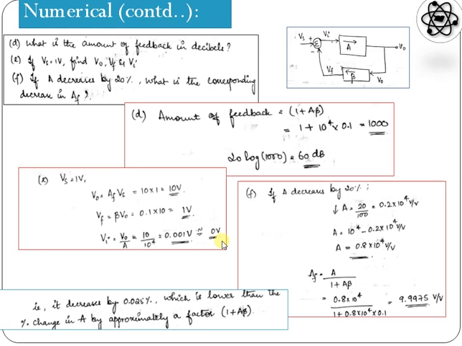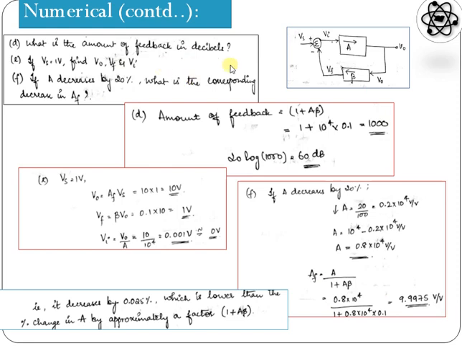Part F of the question says if A decreases by 20%, what is the corresponding decrease in the overall gain of the amplifier? So if A decreases by 20%, we are going to compute the 20% decrease, that is 0.2 into 10 to the power 4. We will subtract it from the original value. The original value of open loop gain was 10 to the power 4. So now the new value of open loop gain will be 0.8 into 10 to the power 4. After substituting, we will get the closed loop gain to be equal to 9.9975.